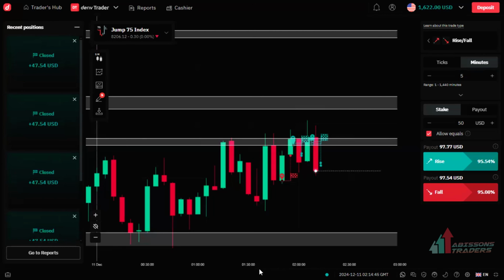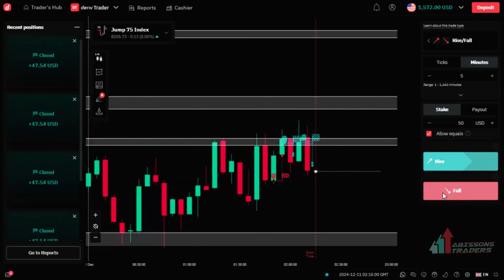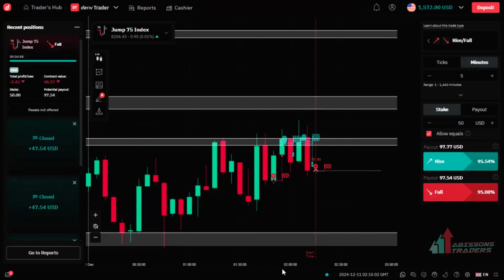Alright guys, so I think this one is gonna close with a good red momentum candlestick. So if the candlestick closes, I'm gonna place a down trade expecting the price to drop. All right, so let's wait and see. And boom, I've placed a down trade for 5 minutes expecting the price to drop. All right, so now let's wait for results.